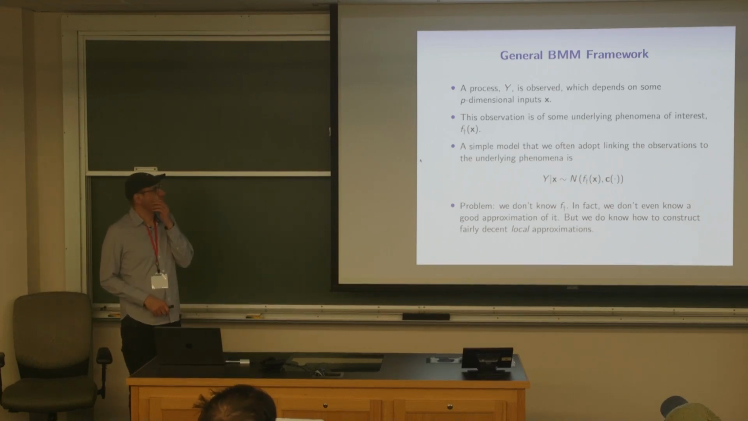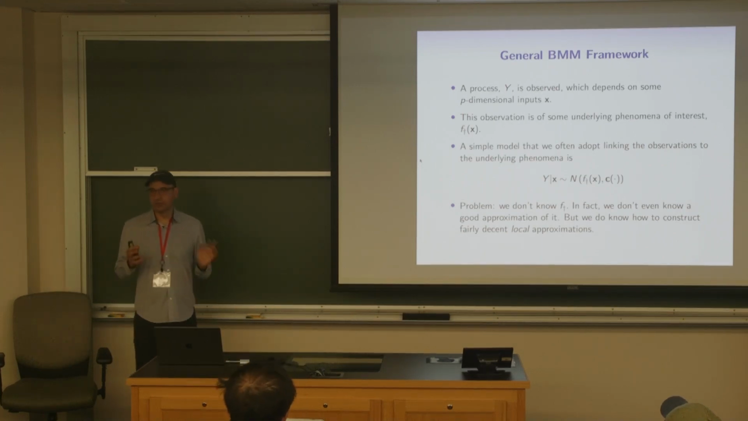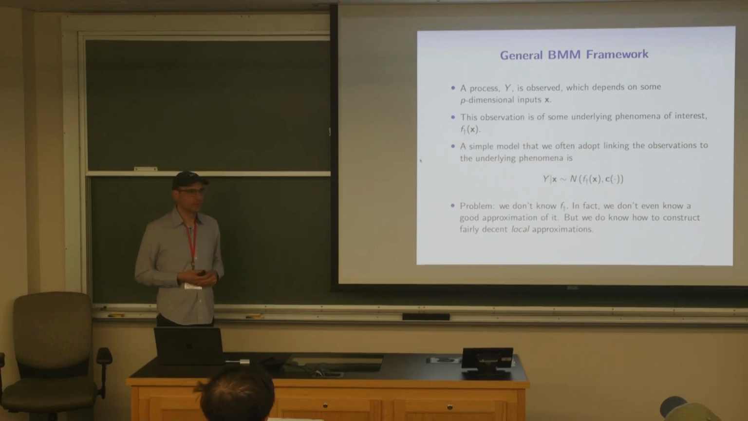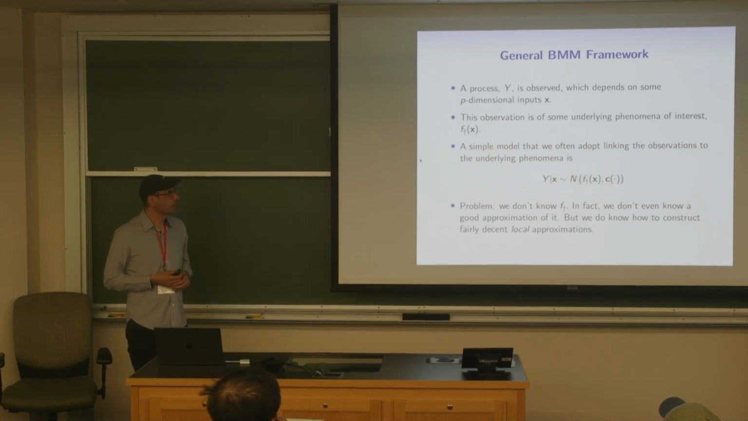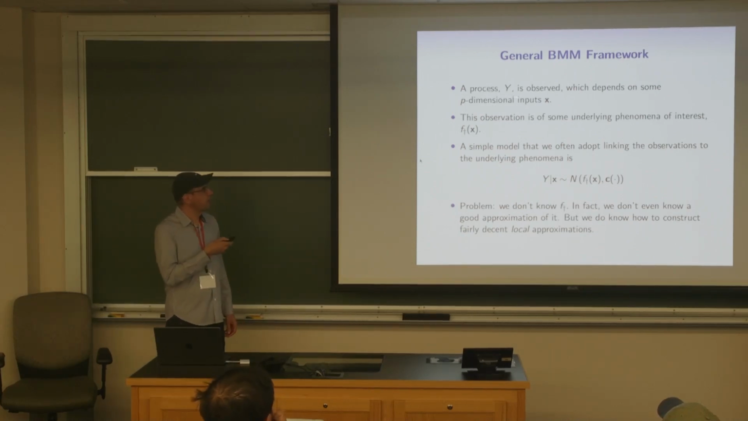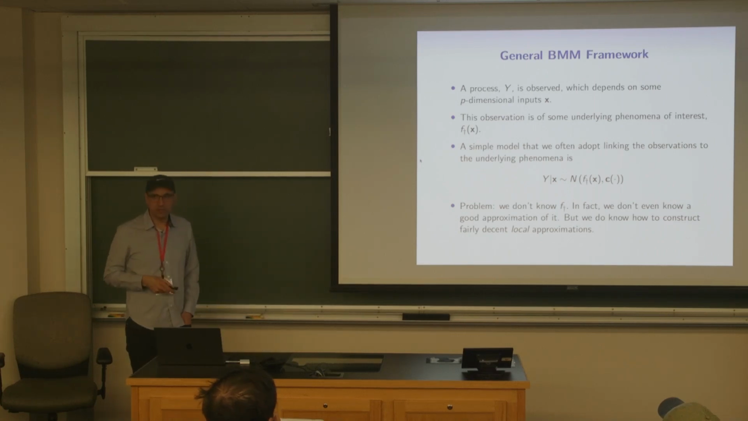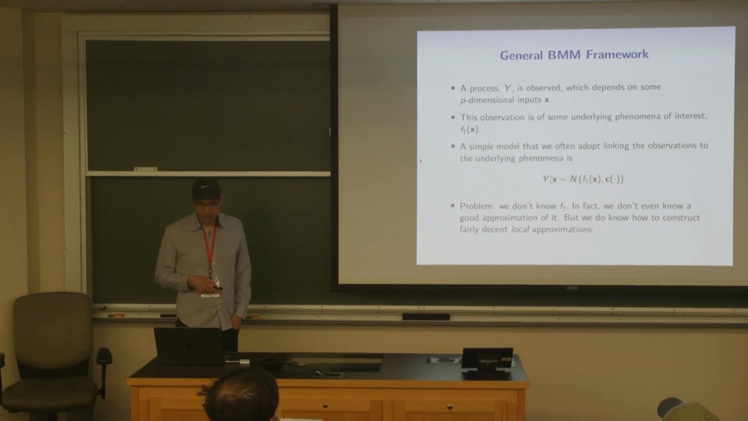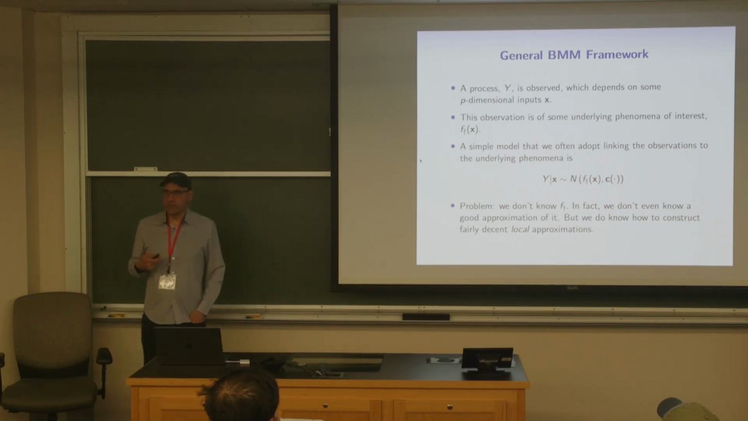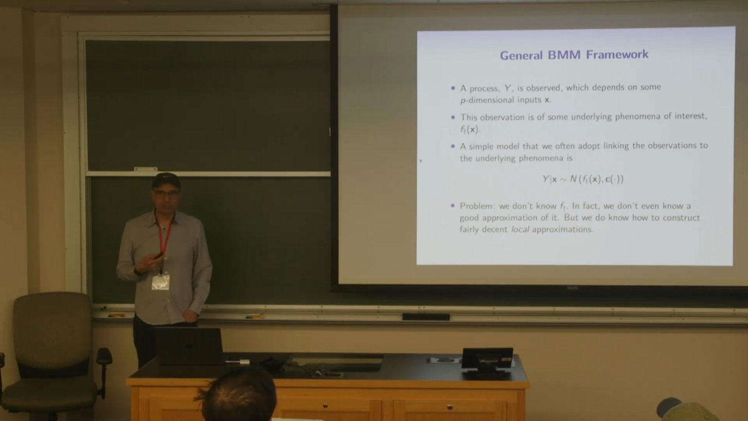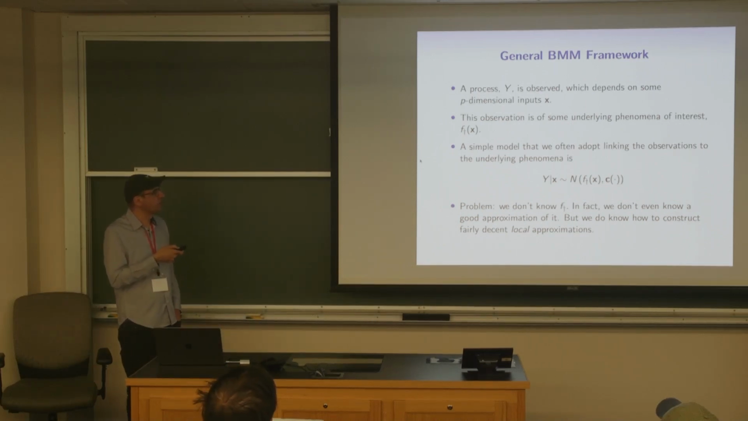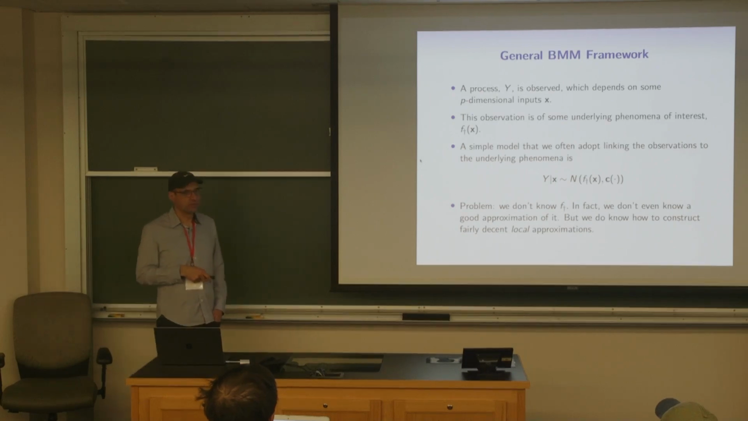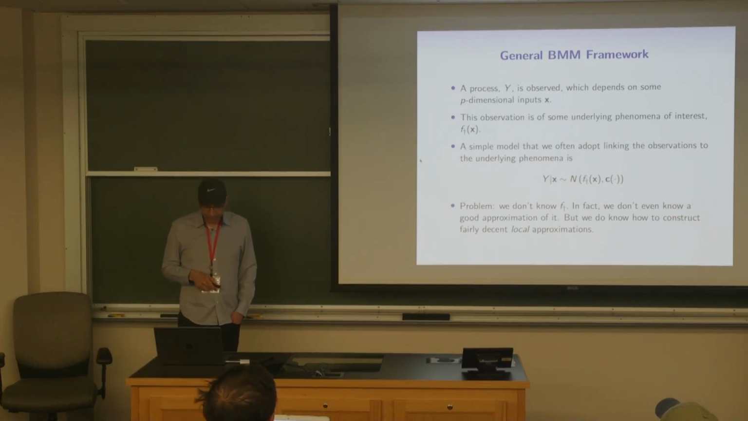So a general framework, and this is not the only way of formulating a problem, but from a statistician's perspective, it's perhaps the canonical way you might frame a problem when you have observational data and you're trying to fit a model to it. You have some data y that is observed, and it depends on some p-dimensional input x. And this y that we're observing in the real world is an observation of some underlying physics phenomenon that we are actually interested in, which is this unknown-to-us function f-dagger of x.